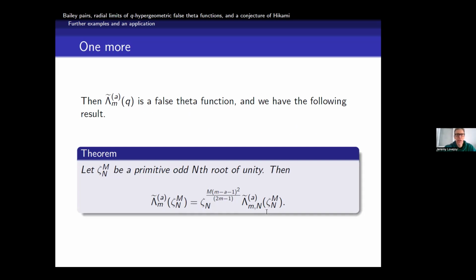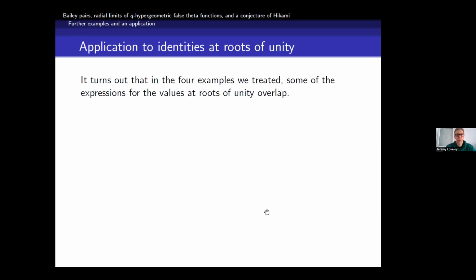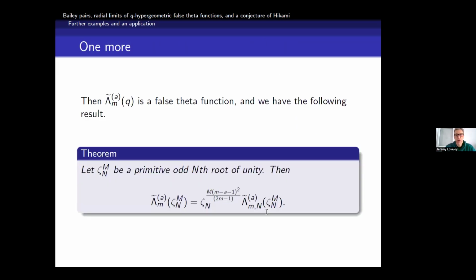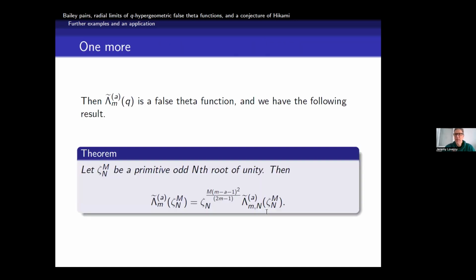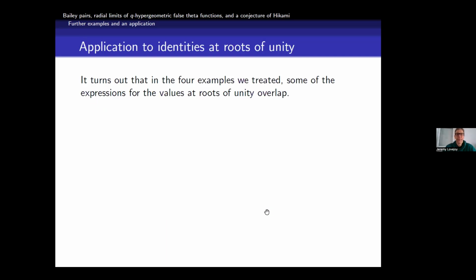Okay, this is all just done using Bailey pairs, plus the classical theorem for computing radial limits. But what's amazing is that the Bailey pairs almost exactly just give you this formula for the radial limits right away.